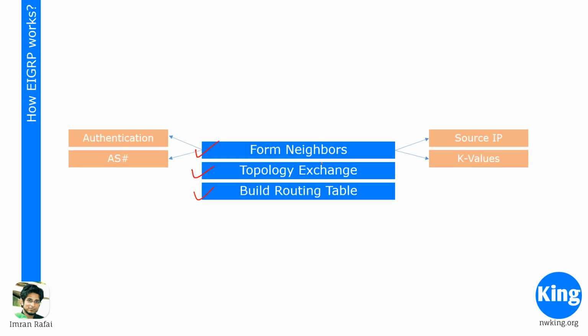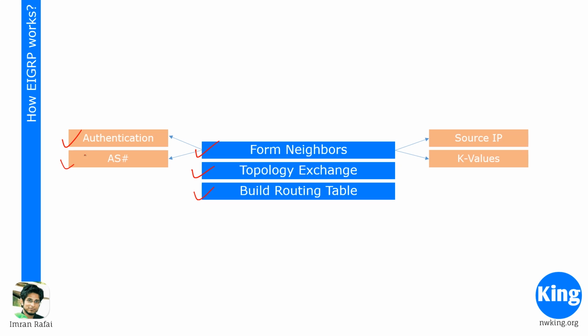It checks 4 parameters. So, like OSPF, once you enable EIGRP, every 10 seconds it sends out a hello. In the hello, there are 4 parameters. There is authentication. If there is any authentication that you set up, both the devices need to have the same authentication parameters.